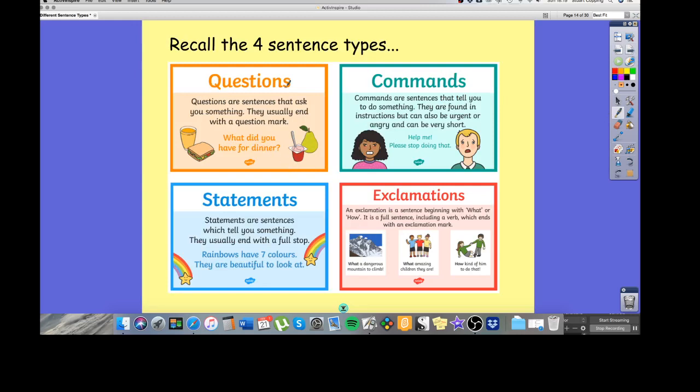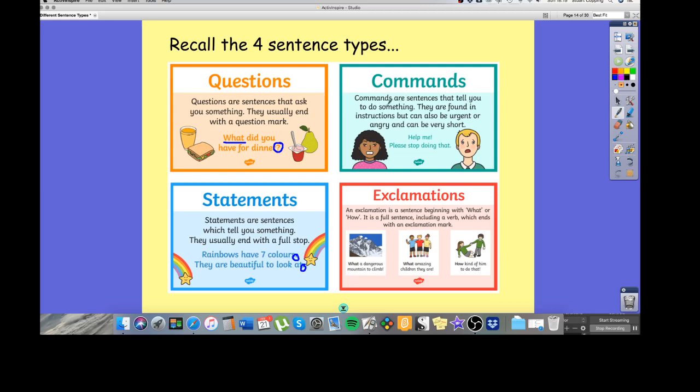We've got questions. Questions are sentences that ask you something. They usually end with a question mark. What did you have for dinner? So there's our question word, what, and there's our question mark. Statements, they are sentences which tell you something. They usually end in a full stop. Rainbows have 7 colours. They are beautiful to look at. So it's telling us something and it ends in a full stop.